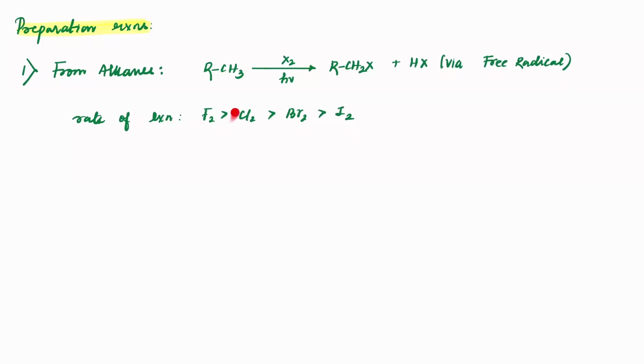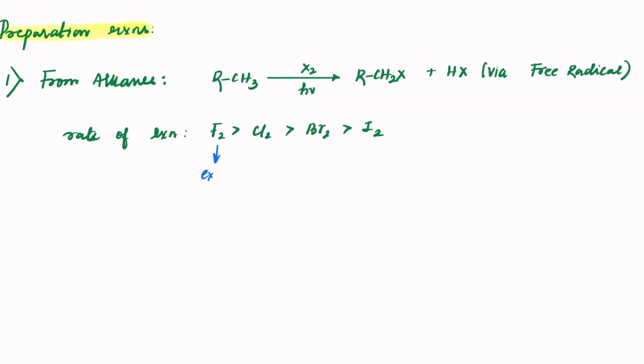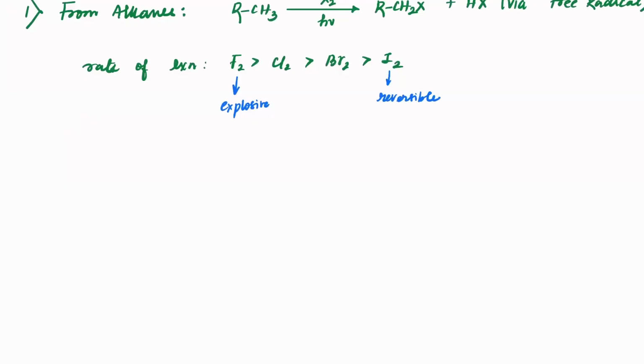The rate of reaction will be more for F2 as compared to the other X2 and so on. When it comes to fluorine, it is a highly explosive reaction, and iodine is a highly reversible reaction. That's why these two we often do not see much when it comes to reactivity. So what we will usually do is check out selectivity mostly for chlorine and bromine.